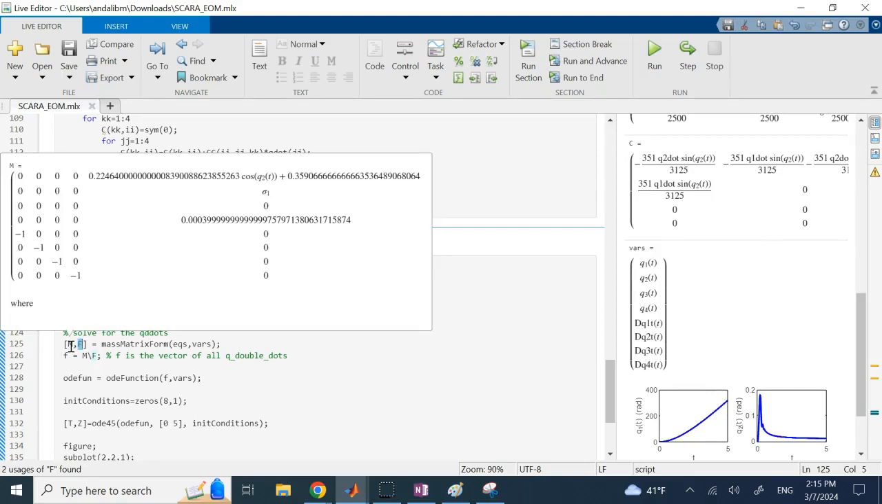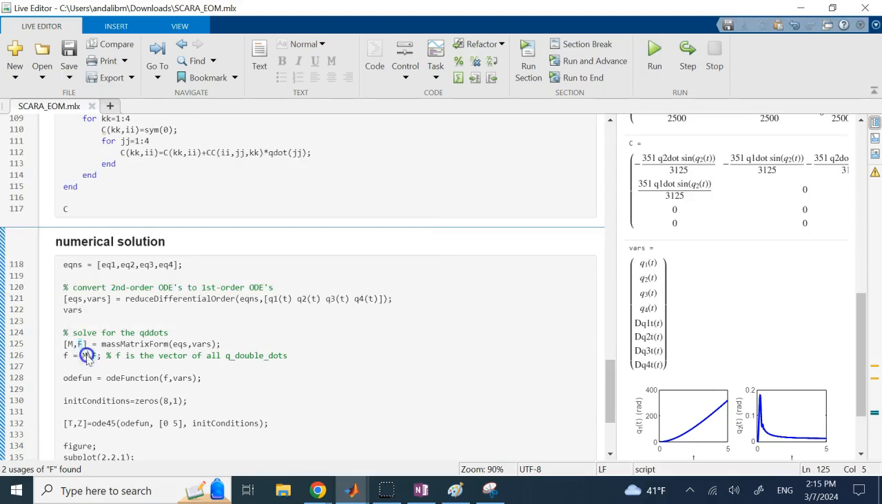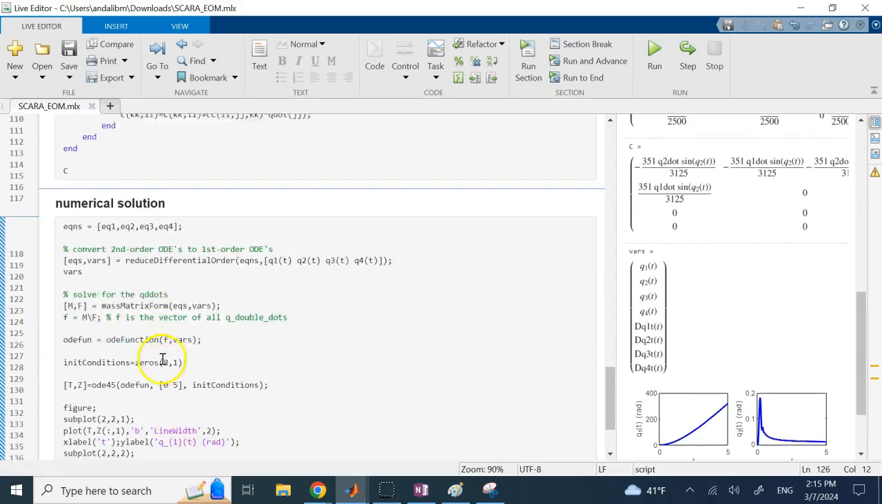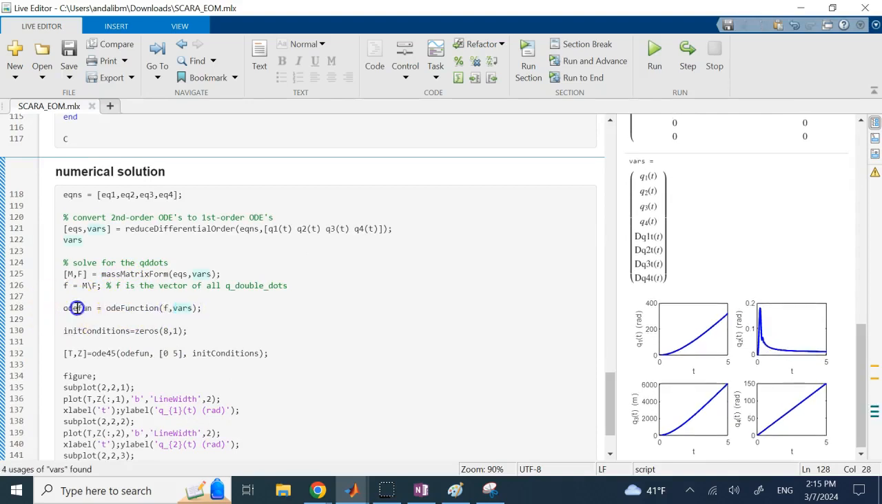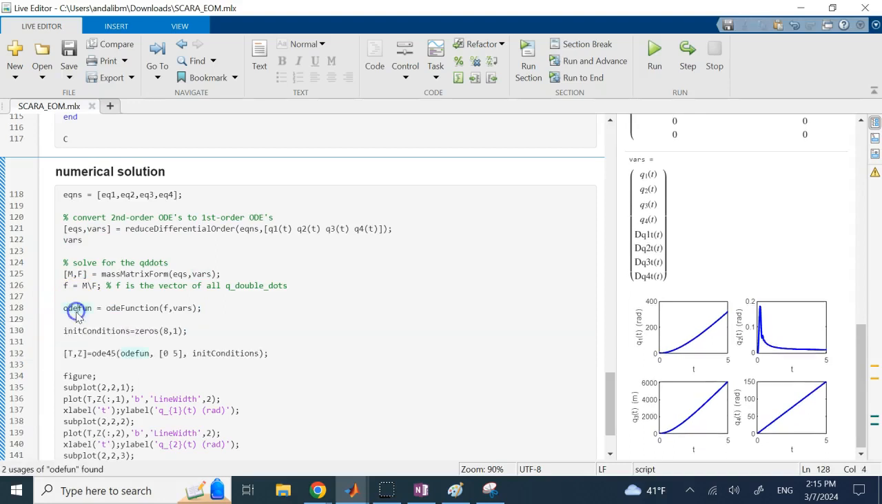The good thing about the live script is as you move your cursor over each variable, it shows you what that variable is. And then you invert the coefficient matrix and multiply by the right-hand side, or you can use a backslash, and get F here. F is all of the double dots. Now, these are the right functions to be passed to odeFunction, and odeFunction will convert your symbolic functions with symbolic variables into function handles, odefun, which now can be passed to ODE45.